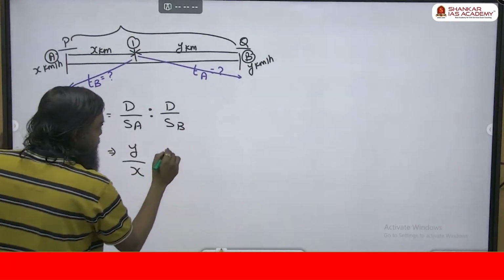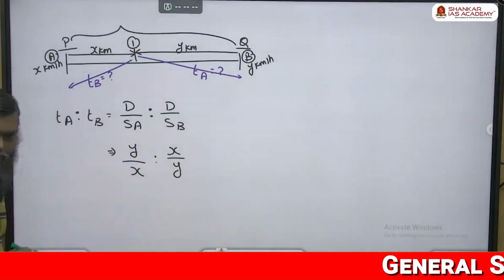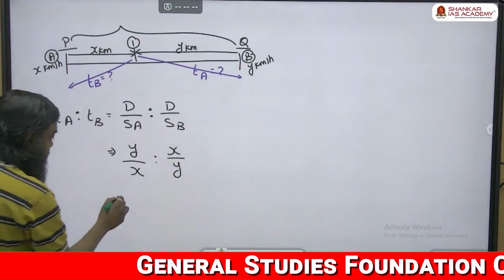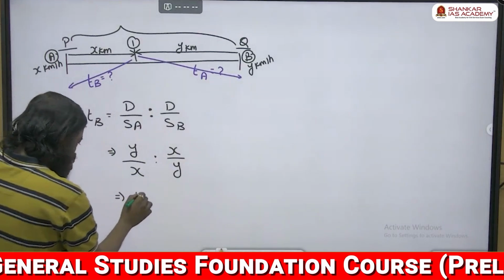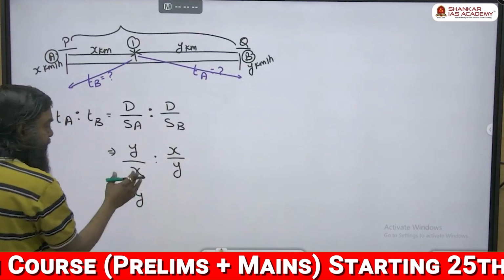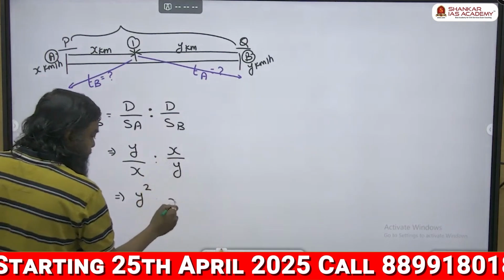Does everyone understand what I am writing? That is Swami sir himself revising. Understood? Now cross multiply. The LCM of x and y is xy. xy by xy, multiply the numerator. xy by y, x, multiply the numerator.